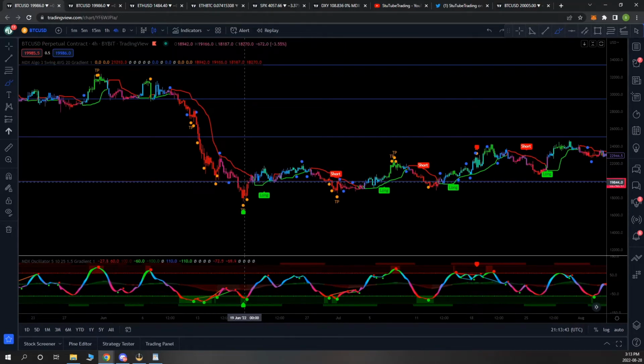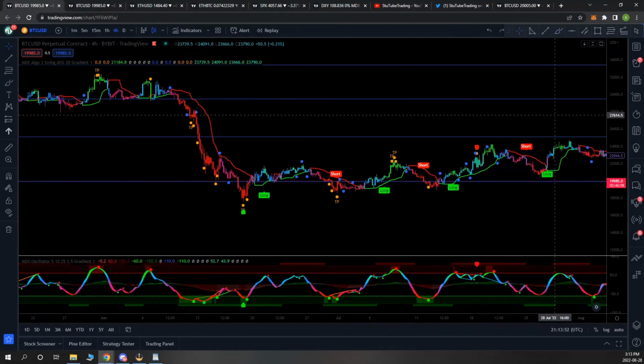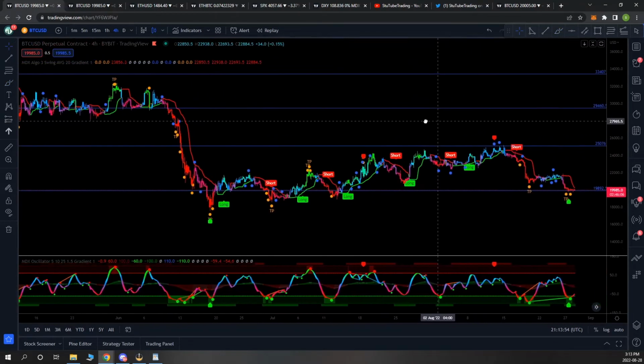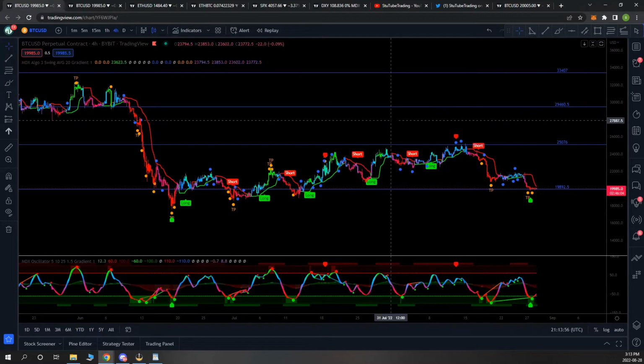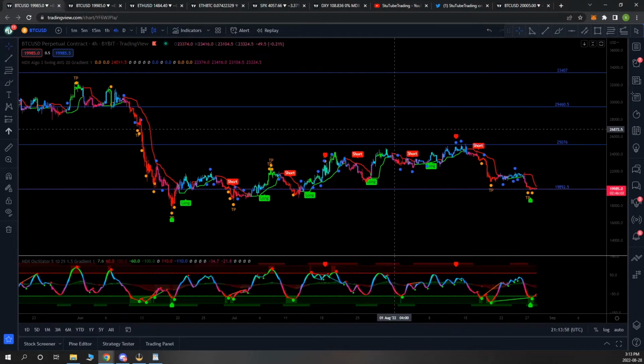Once we got back above it here, you can see we were testing this line as support for quite a while. Obviously it dropped, and again, this is a very short time frame, but it's a good starting point. If you're an experienced trader, you might have your own back-tested theories, your back-tested chart patterns that you would rather look at and that you trade better yourself.